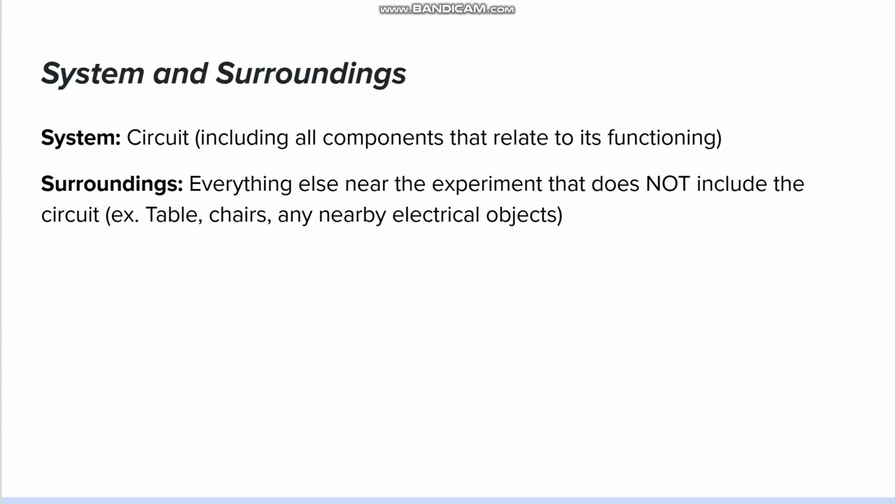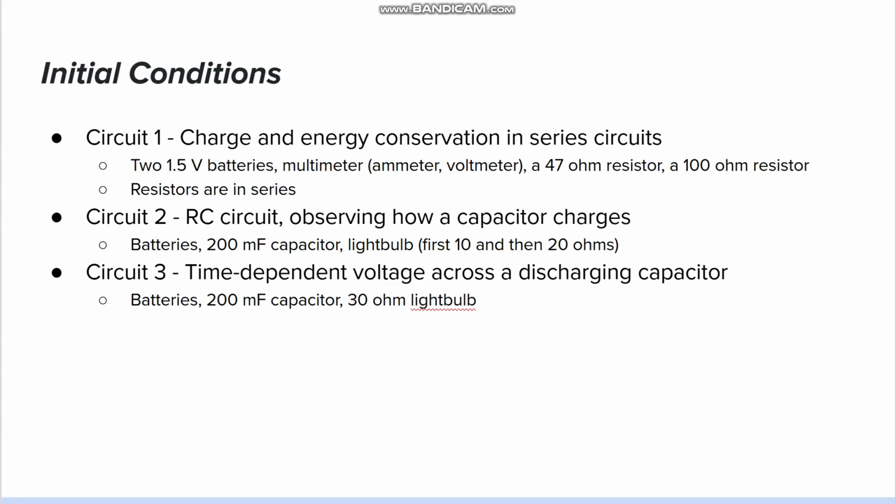System and surroundings. The system in this lab was a circuit, including all components that relate to its functioning, and the surroundings was everything else near the experiment that does not include the circuit, such as table, chairs, and any other nearby electrical objects.